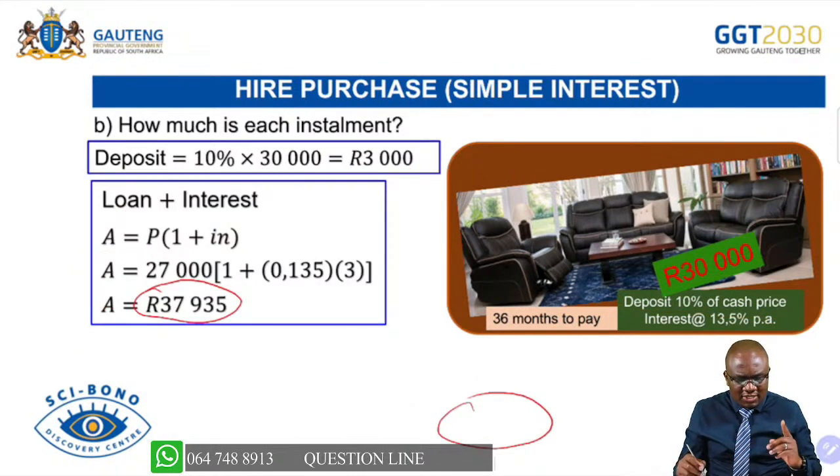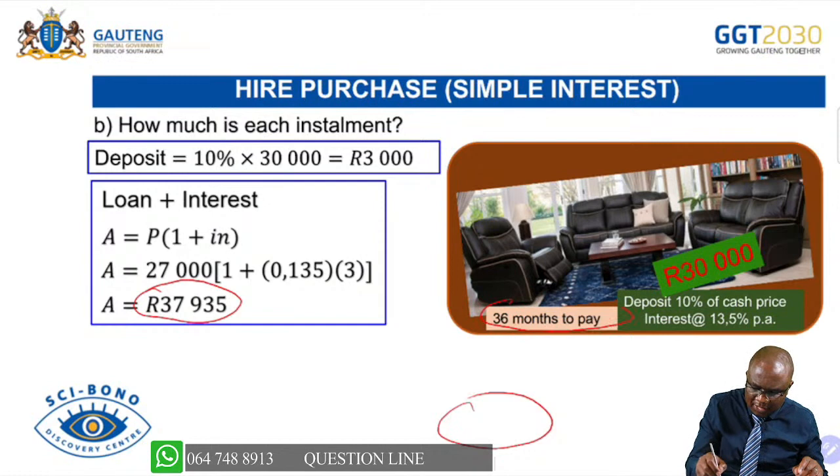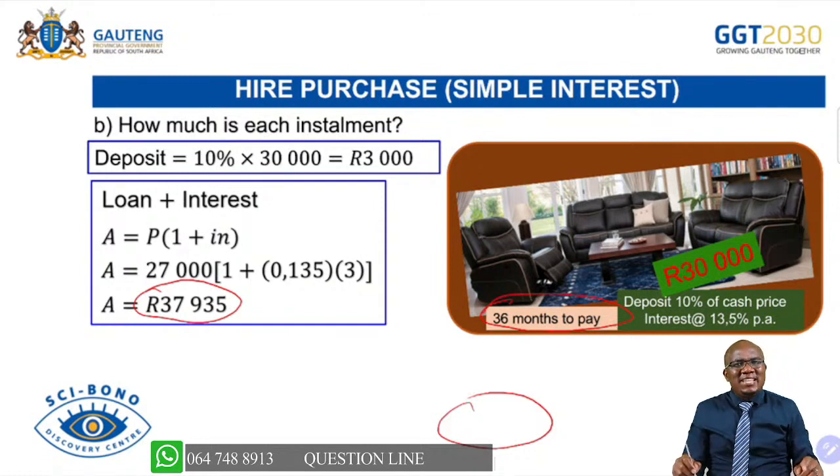Now, how much is each installment? We said for how many years here? Okay, 36 months to pay. So each installment, we are going to divide this by 36, 3 years. You've seen some adverts on TV. They say 36 months to pay, zero deposit. You have seen those. You check for those now.